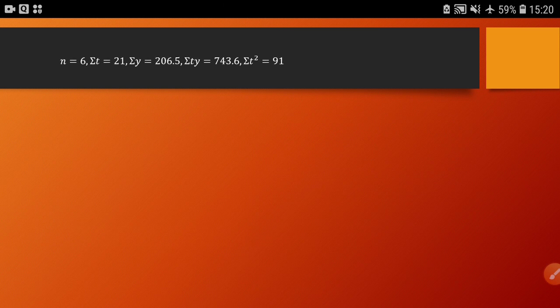So this is the data with us. N is equal to 6, sigma T is equal to 21, sigma Y is equal to 206.5 and sigma Ty is 743.6 and sigma T square is 91. Your B is N sigma Ty minus sigma T sigma Y upon N sigma T square minus sigma T whole square. So your B is 6 into 743.6 minus 21 into 206.5 upon 6 into 91 minus 21 square.